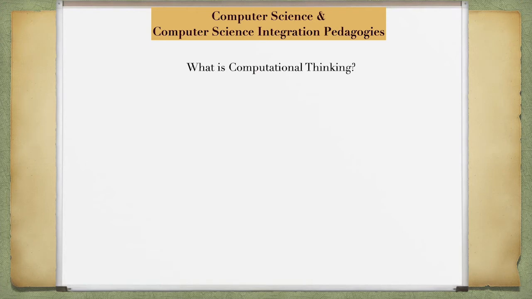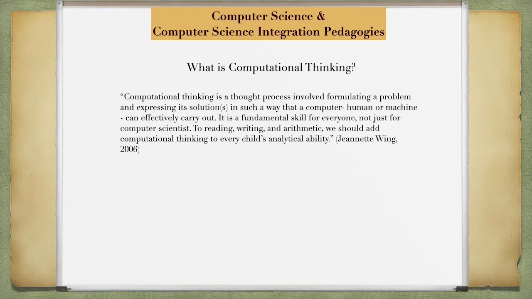What is computational thinking? According to Dr. Wing, computational thinking is a thought process involved in formulating a problem and expressing its solutions in such a way that a computer, human, or machine can effectively carry out. It is a fundamental skill for everyone, not just for computer scientists. To reading, writing, and arithmetic, we should add computational thinking to every child's analytical ability.